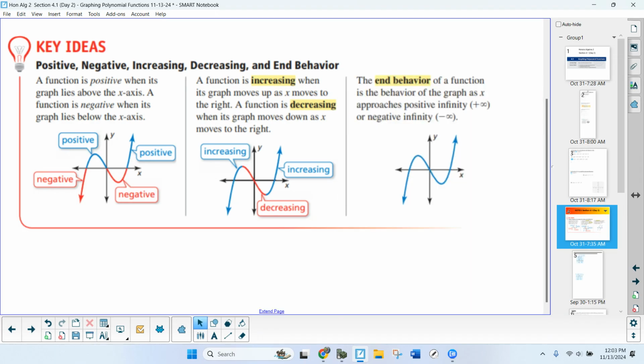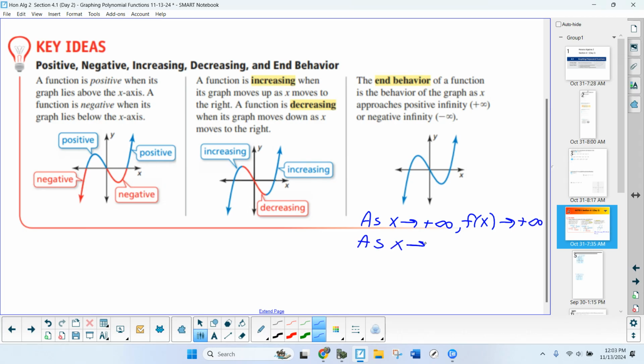Okay, the end behavior, we've already talked about end behavior yesterday. As x approaches positive infinity, f of x approaches, in this case, it would approach what? Positive infinity. As x approaches negative infinity, f of x approaches what? Negative infinity. Okay? Questions on that one?